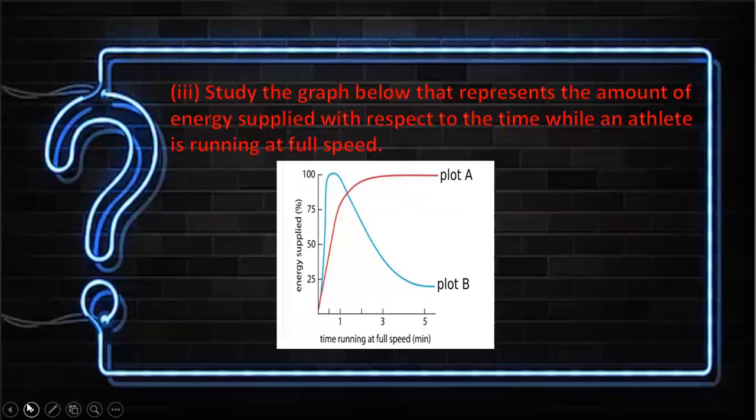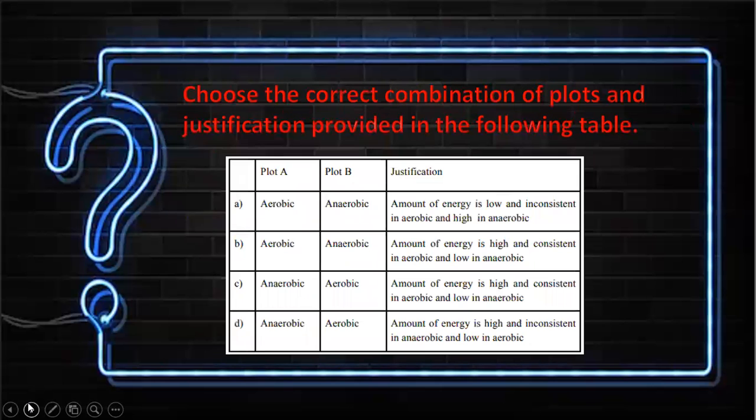Study the graph below that represents the amount of energy supplied with respect to time while an athlete is running at full speed. Look, the x-axis and y-axis are given. On the x-axis we have the time running at full speed in minutes, and energy supplied in percentage on the y-axis. Plot A and plot B are given. The questions must be based on these plots, right? Because it's a graph given. So choose the correct combination of plot and justification provided in the table.